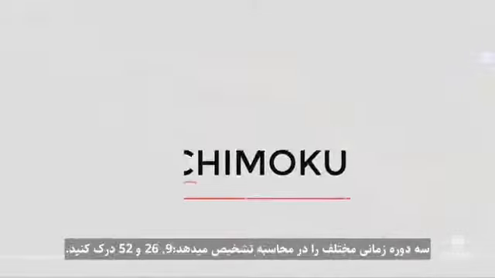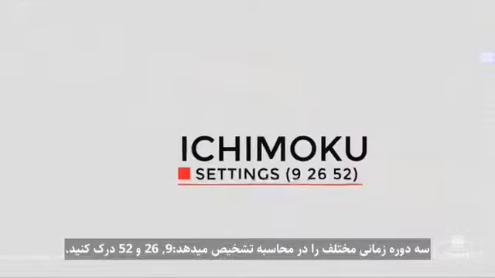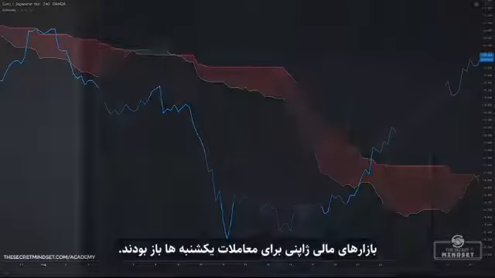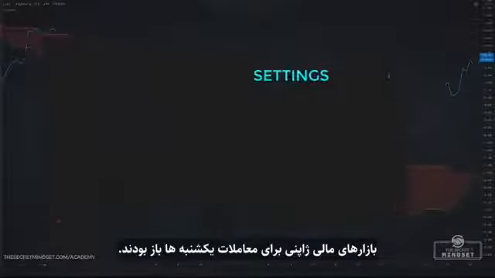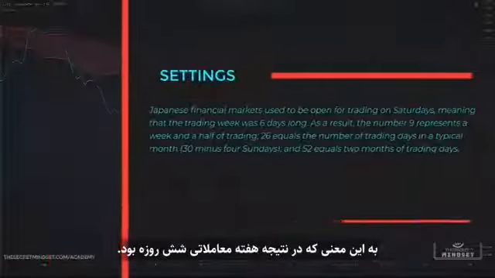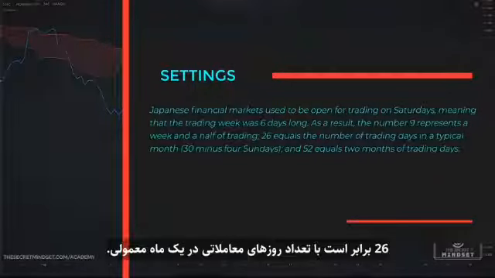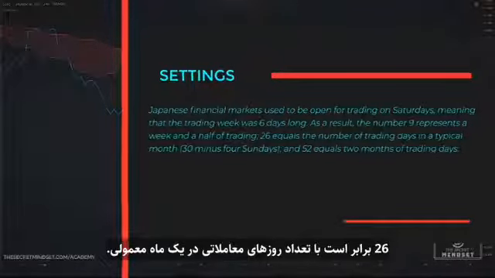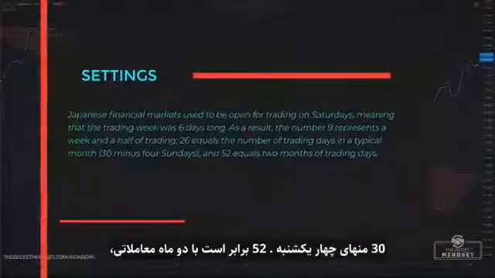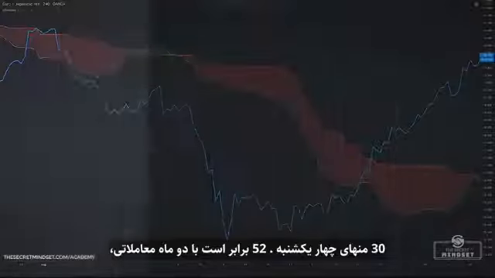Ichimoku relies on only 3 different time periods in its calculation: 9, 26, and 52. Japanese financial markets used to be open for trading on Sundays, meaning that the trading week was 6 days long. As a result, the number 9 represents a week and a half of trading. 26 equals the number of trading days in a typical month, 30 minus 4 Sundays. And 52 equals 2 months of trading days.